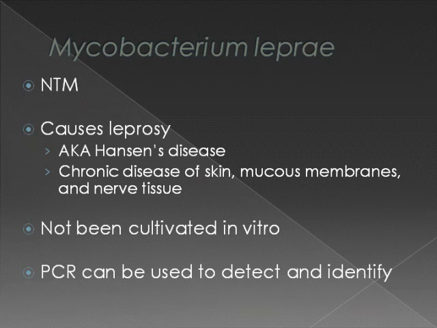Then we have our Mycobacterium leprae. This is a non-tuberculosis mycobacterium, and this is a causative agent of leprosy. It's also called Hansen's disease. It causes a chronic disease in the skin and mucous membranes and the nervous tissue. It has not been cultivated in vitro. The only place that they've been able to cultivate leprae is in the foot pads of mice and an armadillo. So it's not been able to be cultivated in vitro. PCR can be used to detect and identify, but most of the time they look at the signs and symptoms of the patient to diagnose.